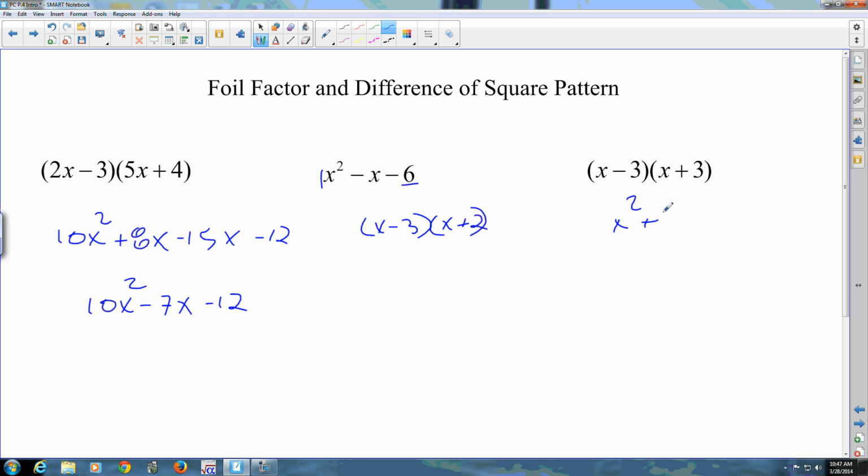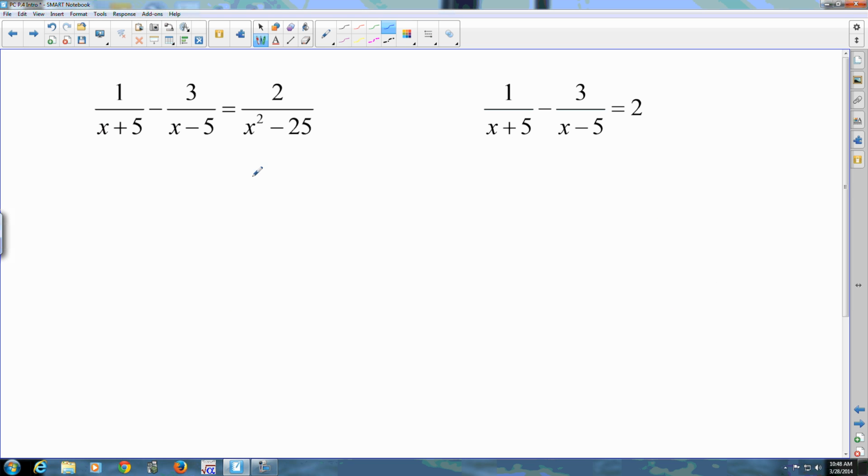That's the difference of square pattern. If you do it out the long way by actually foiling it, notice that the middle is going to cancel out. The shortcut for this, when you see this pattern, they're identical, but one's a plus, one's a minus, is you square the first thing, minus, square the second thing, and you're done. Difference of square pattern. So when you're looking at this, and I'm asking you to find the LCD, you should recognize the product of those two is this. So this is your LCD.